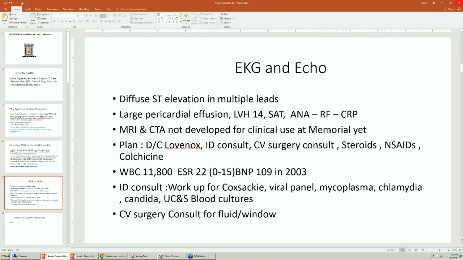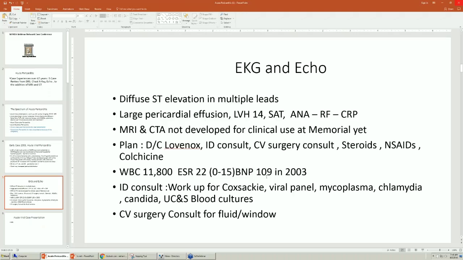And maybe we can get that fluid out of there and it won't keep weeping as the patient gets induced on steroids, NSAIDs, and colchicine. And colchicine was the latest addition in the last 20 years to the anti-inflammatory armamentarium. This patient had a white count of 11,800, a SED rate of 22, not very elevated.